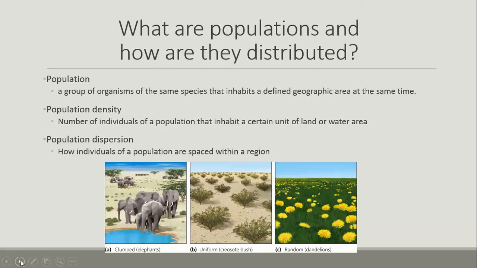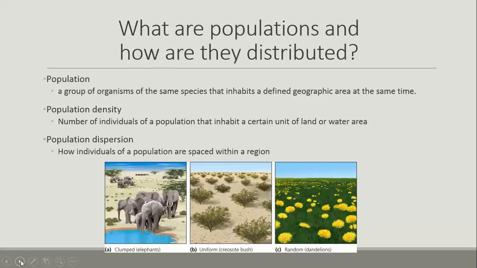Random, the example on the right-hand side with dandelions, is where the position of each individual isn't determined or influenced by the other members of the population. An example again here is with dandelions. They're interspersed in fields or forests. The location of their growth is random and relative to other species, not their own population. So this type of dispersion is relatively uncommon.